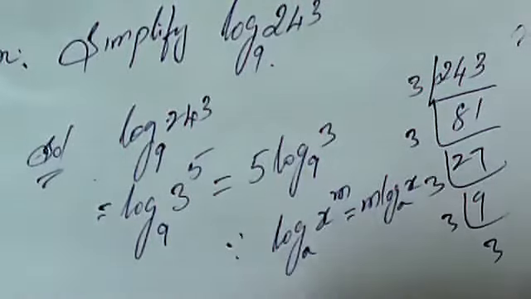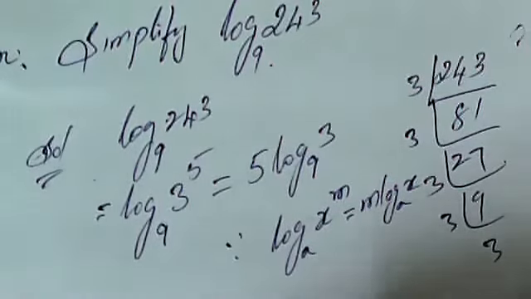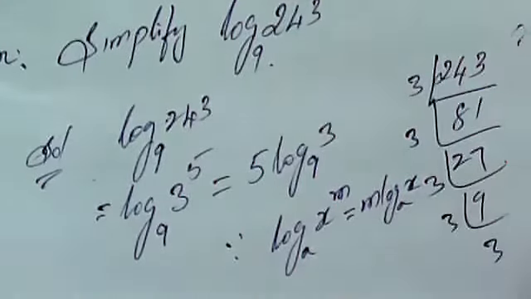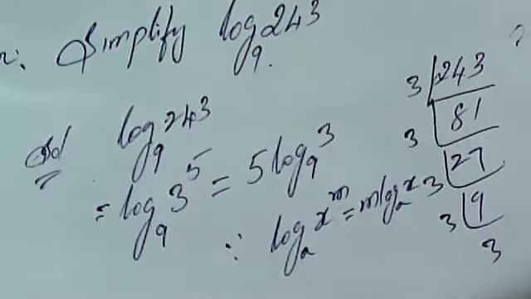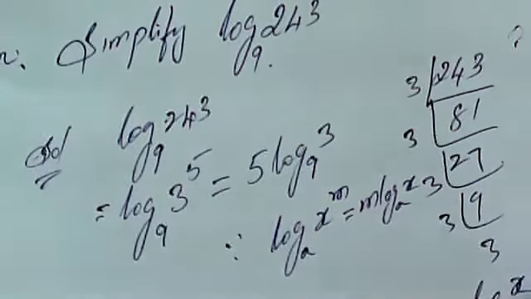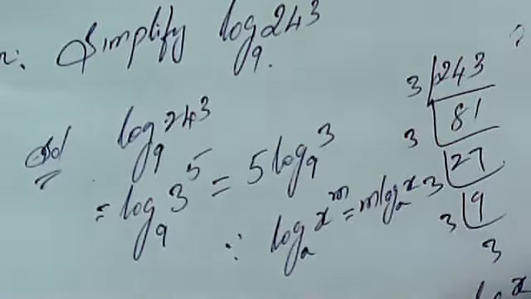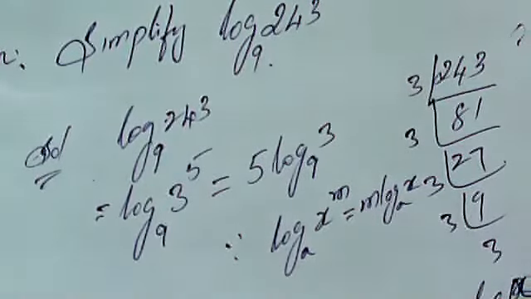Now this is also equal to 5 log of 3 to base 3 square. So directly we can write the formula: log of a to base x power n is nothing but 1 upon n log of a to base x.